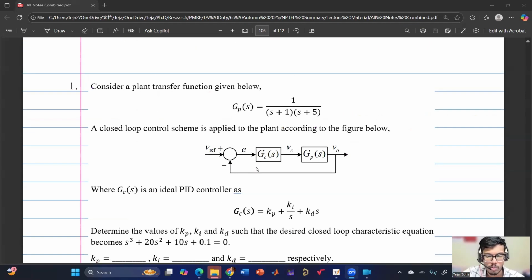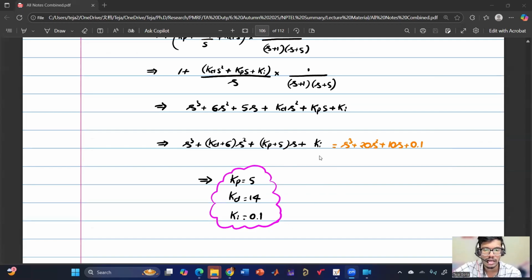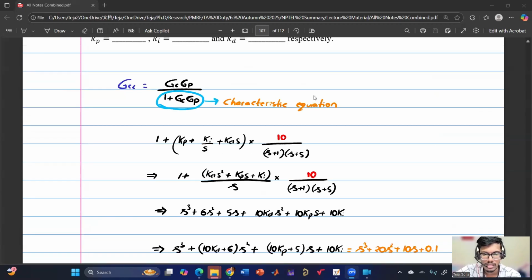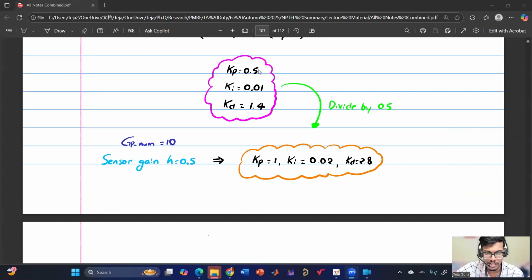And then we have solved one problem where the characteristic equation is given, and we have to calculate the characteristic equation and design the PID gains of GC. So we have calculated the characteristic equation and compared it to get the gains. And now I have given another problem where I have multiplied the DC gain by 10 to see how the gains will change. So if we do any multiplication, then it has to be divided to maintain the same characteristic equation. So the gains are divided by 10.